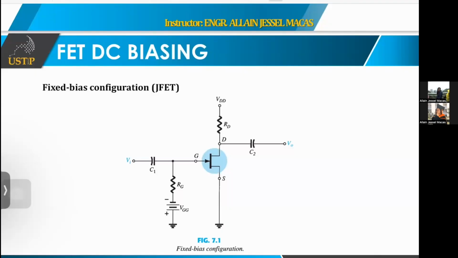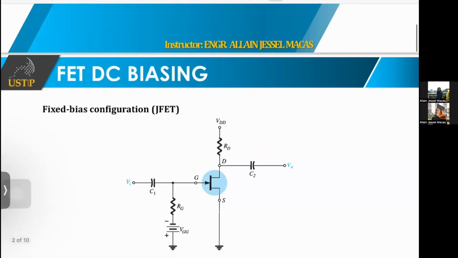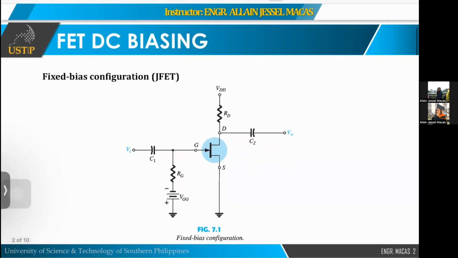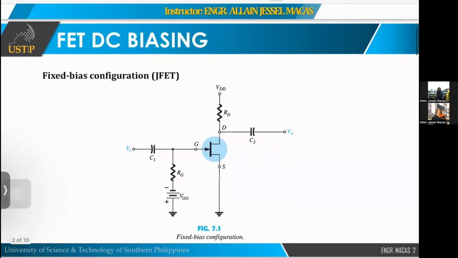Okay, let's have the class DC biasing of FET. So we'll have one bias configuration for each FET that I discussed already, no? One for JFET, one for D-MOSFET, and one for E-MOSFET.